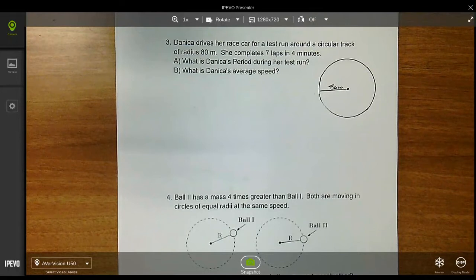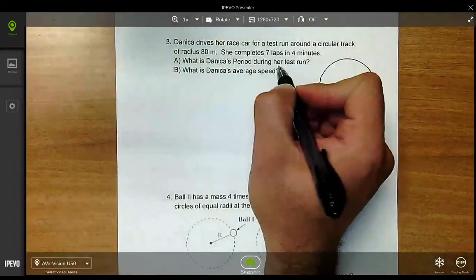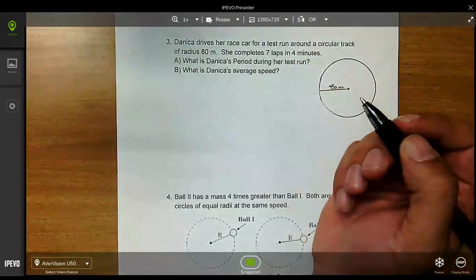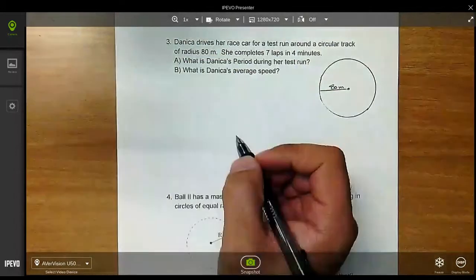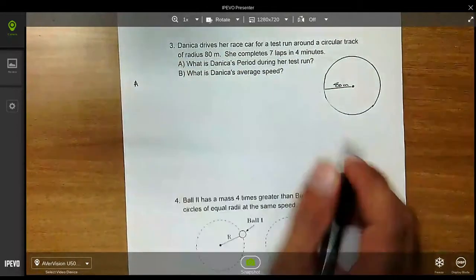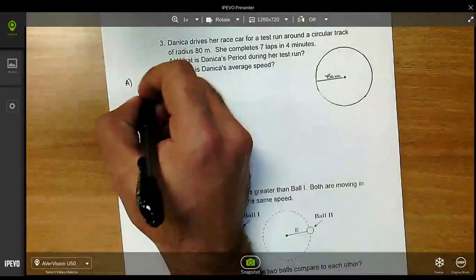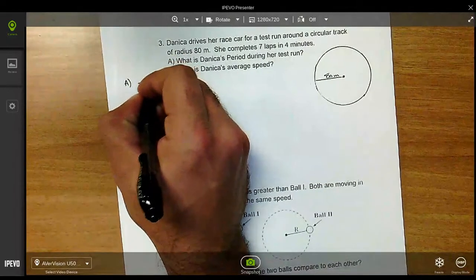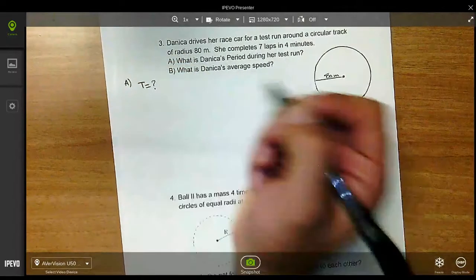As we go through and solve this, we need to make sure that we are writing down everything, but also paying attention to our units, as that's critical. So for part A, it says, what is Danica's period? And remember that the variable for period is capital T. So for part A, I'm just going to write it over here. We've got capital T as what we're solving for, and that's a question mark.